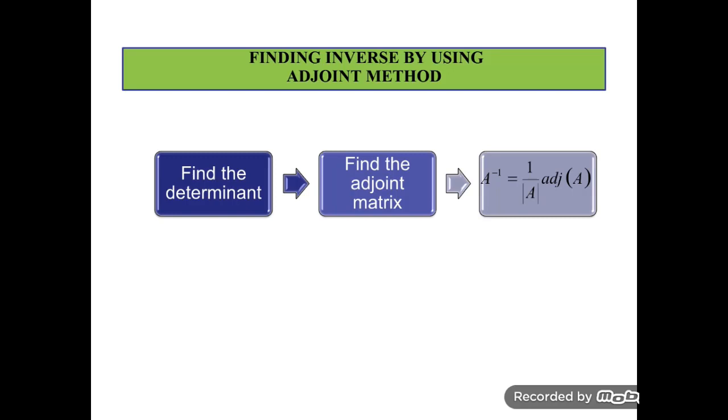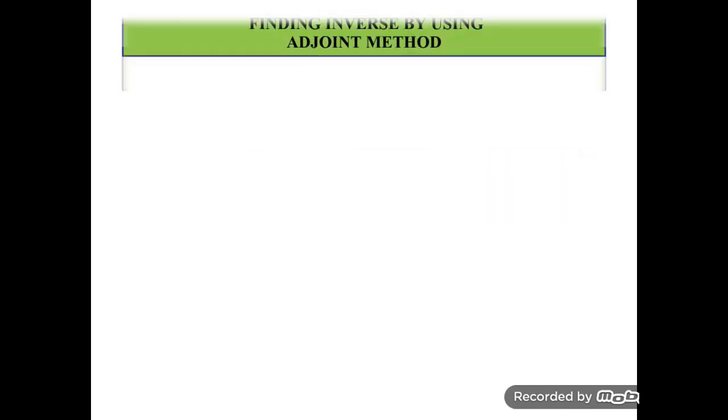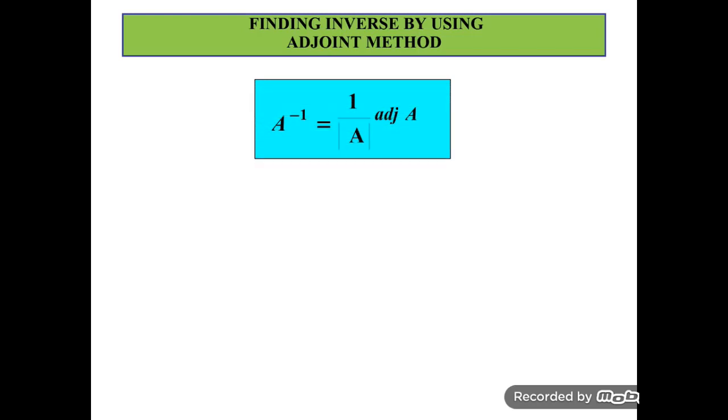Okay, finding the inverse by using the adjoint method. First, we have to find the determinant, and then we find the adjoint matrix, and then we use the formula 1 over determinant multiplied by adjoint matrix A. In this formula, the symbol A inverse is not equal to 1 over A, because we do not read it as A to the power of negative 1. This is A inverse.